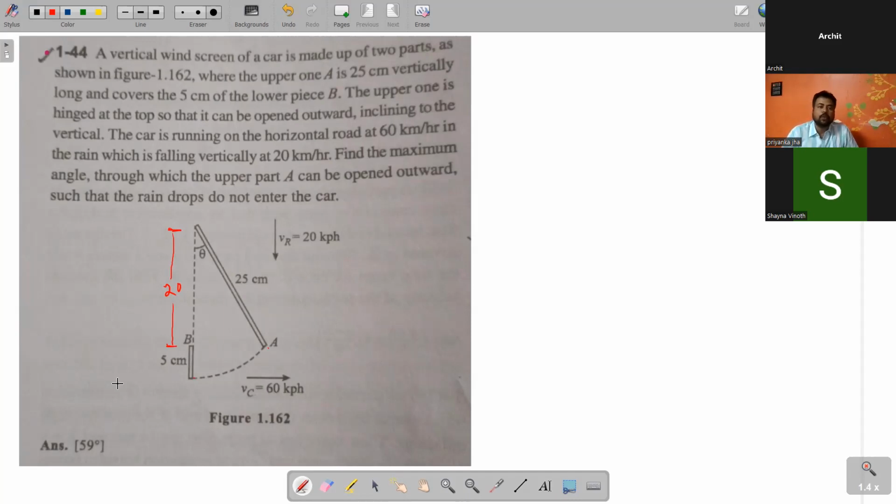The upper one is hinged at the top so that it can be opened outward, inclining to the vertical. The car is running on a horizontal road at 60 km per hour in the rain, which is falling vertically at 20 km per hour. So this is the rain. Rain is falling vertically and car is moving horizontally, right? So you can see that resultant should be like this.